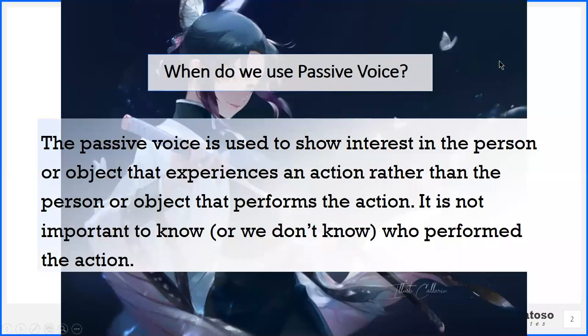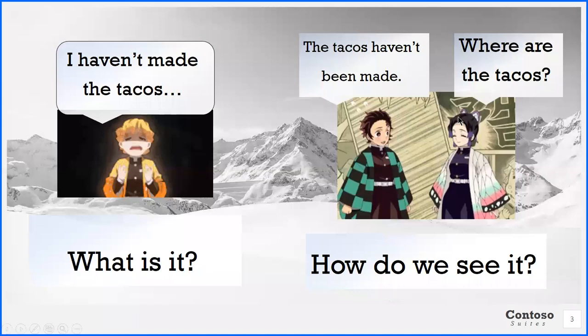Okay, so when do we use passive voice? The passive voice is used to show interest in the person or object that experiences an action rather than the person or object that performs the action. In this case, it is not important to know or we don't know who performed the action. So let's go ahead and dive in a little bit into more of this topic.